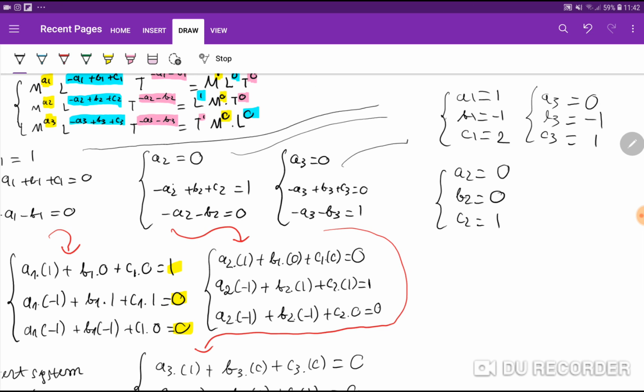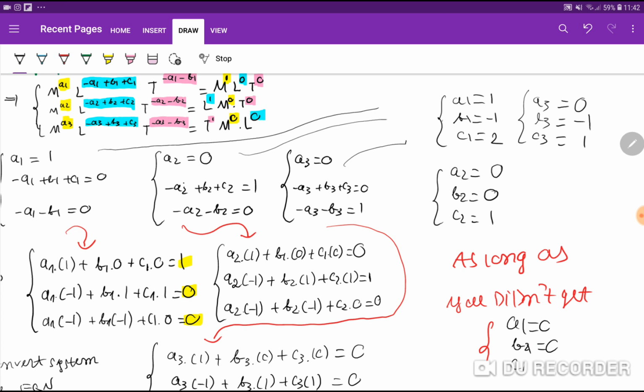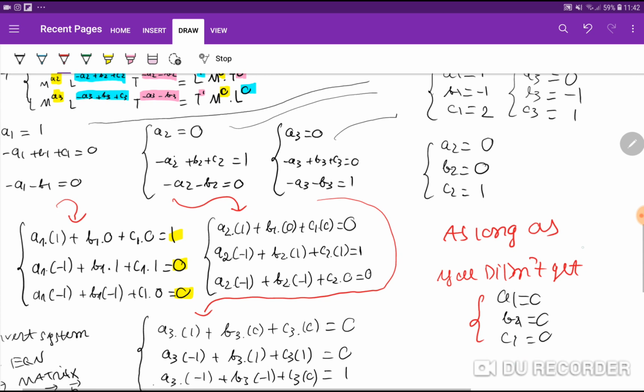I'm so sorry for this calculation. It takes a while, but you see the point. From this point you only get A1 B1, so it's good as long as you didn't get something like this: A1 equals 0, B1 equals 0, and C1 equals 0. All the numbers equal 0 in one system. In one system, you're good. Okay.